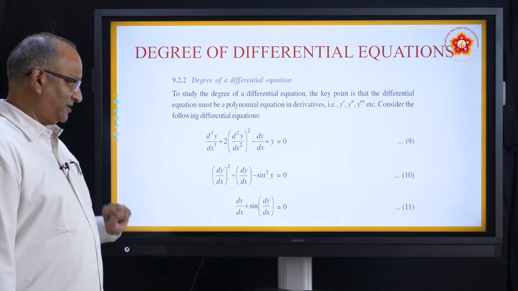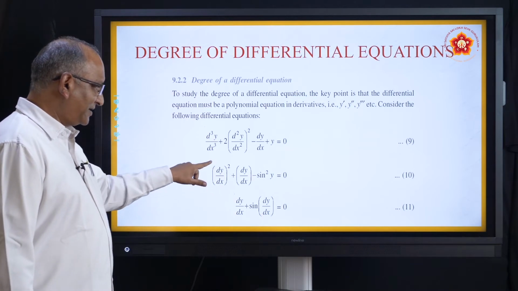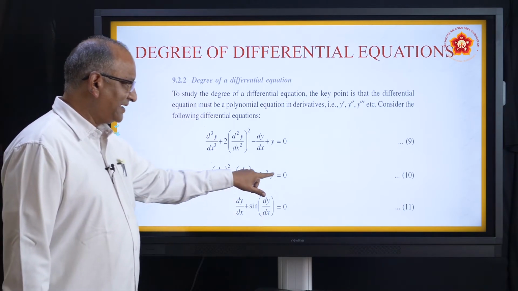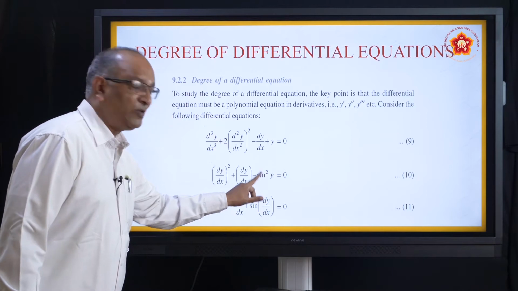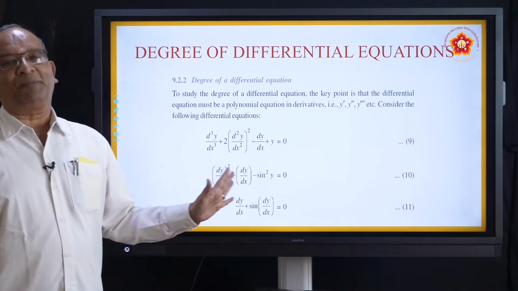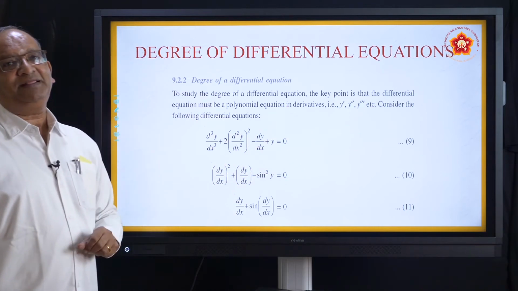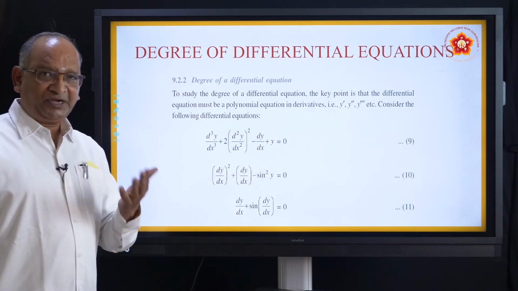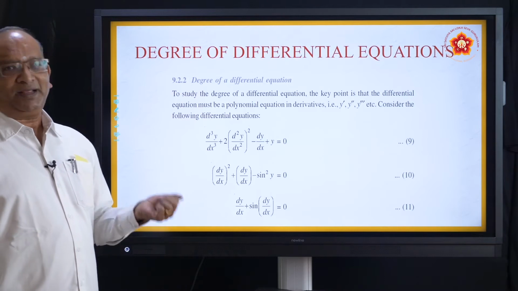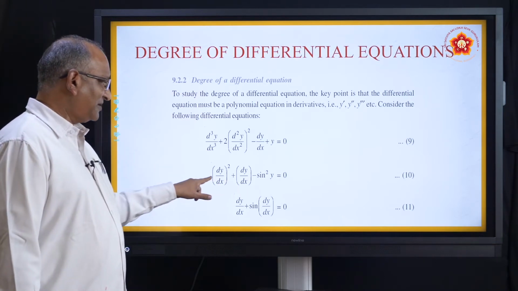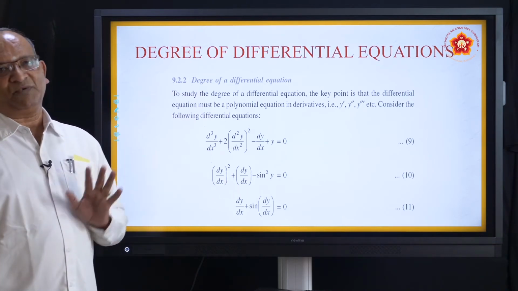Look at this equation. It has got dy by dx, it has got dy by dx whole square minus sine square y. This kind of sine square y, sine square x, there is no problem. So for this equation we can define the degree. But before you define the degree, define the order. What is the order? There is only first order derivative, so the order is 1.